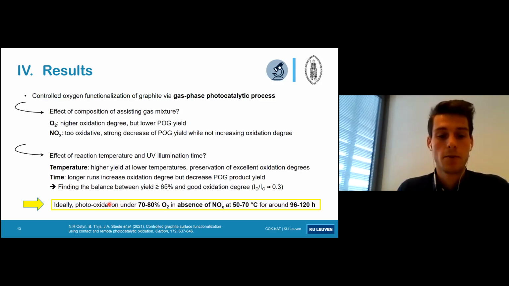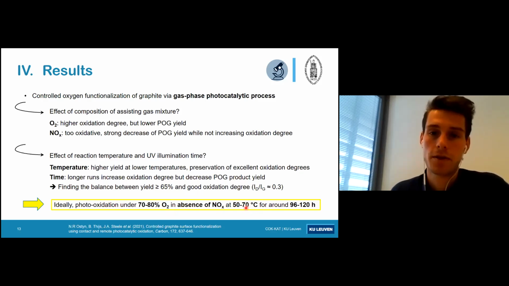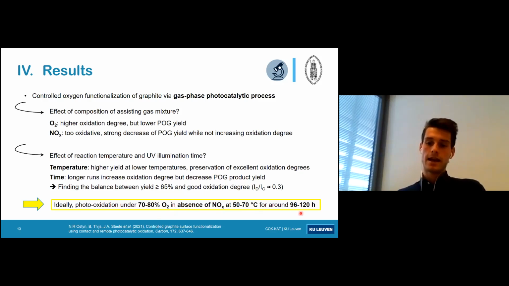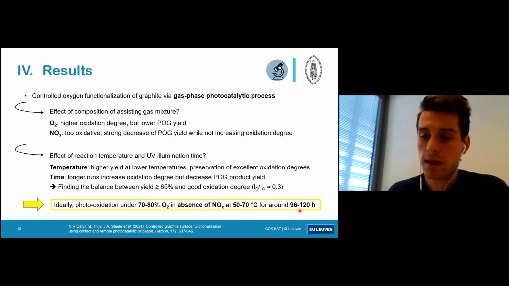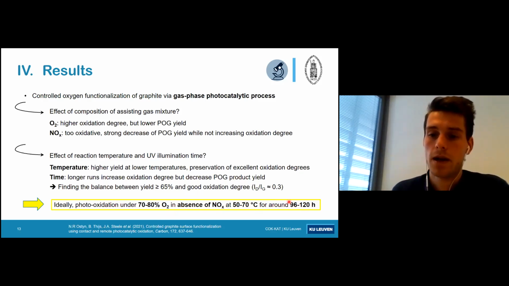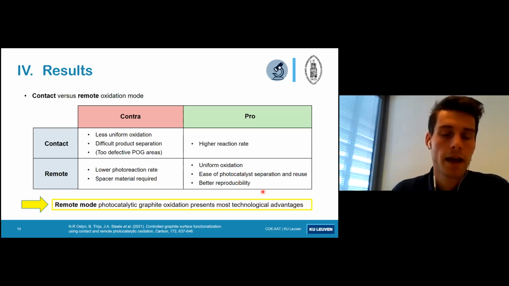So ideally, we have a photooxidation under 70 to 80% of oxygen in absence of nitrogen oxides like NO2 and NO at this temperature, so a relatively low temperature compared to a lot of other oxidation reactions. Also the duration is around 96 to 120 hours of UV illumination.